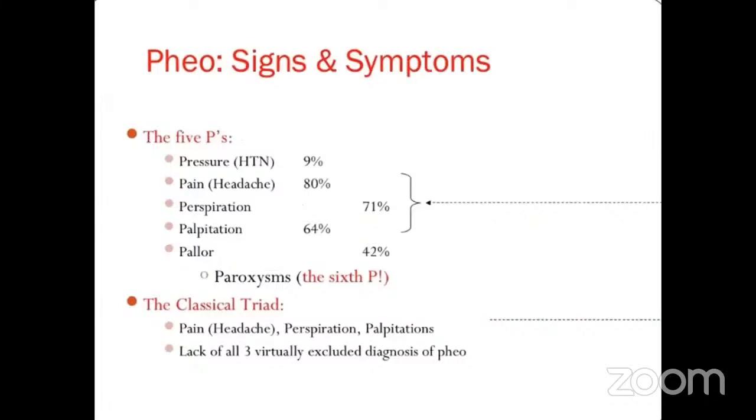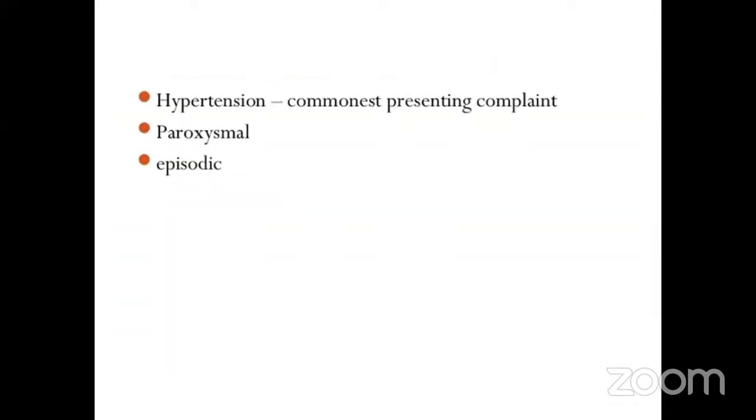Coming to the clinical symptoms, the main 5 P's. The first is pressure, that is hypertension, present in 80%. The most common is headache, next perspiration, palpitation, pallor, and the last one is paroxysms, that means spells. The classical triad of pheochromocytoma is headache, perspiration, and palpitations. Lack of all three virtually excludes the diagnosis of pheo. Hypertension is the most common presenting complaint.